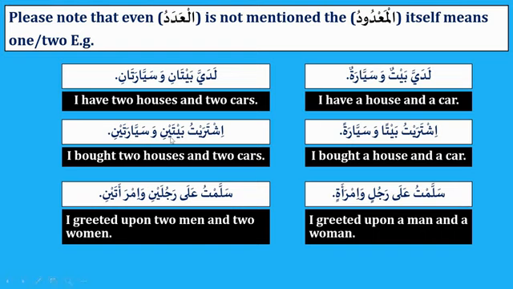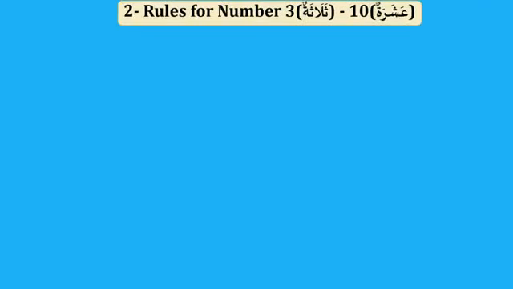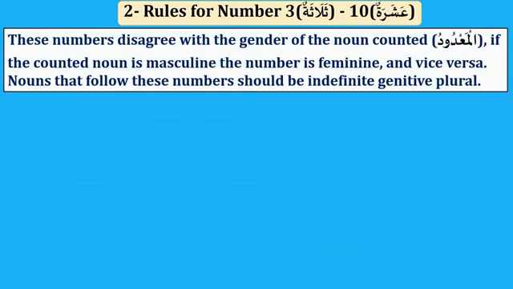The dual nouns get ya noon instead of alif noon in accusative and genitive case. Let's continue with numbers 3 to 10. 3 إلى 10. These numbers disagree with the gender of the noun counted, al-ma'dud. If the noun counted is masculine, the number is feminine, and vice versa. Nouns that follow these numbers should be indefinite genitive plural.